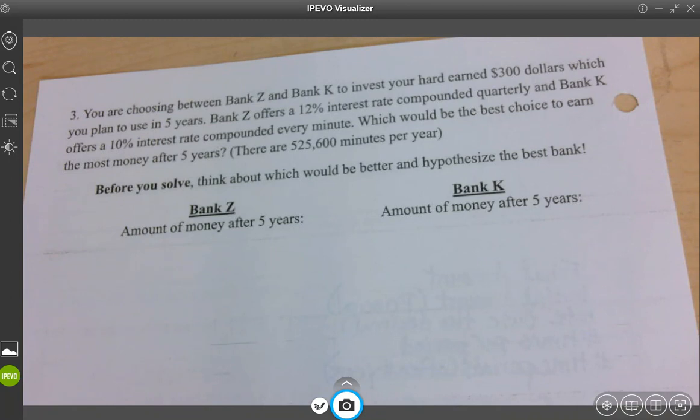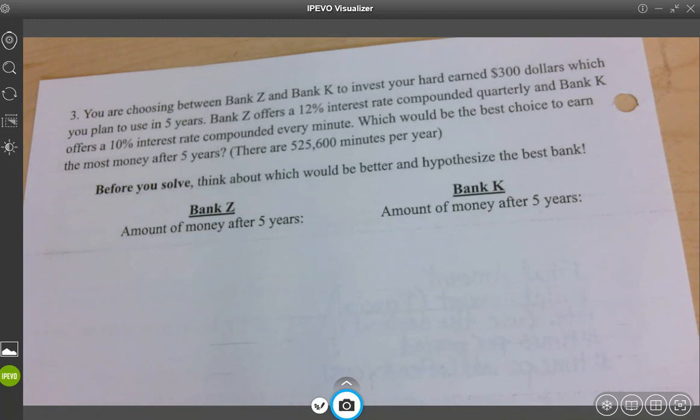And it does tell you that there are 525,600 minutes in a year. Isn't that in the song? Yeah. Okay. So before you solve, think about which would be better and hypothesize the best bank. Okay? Interest is money that the bank gives you for letting them keep your money in the bank. No, so this is why it's good not to just keep your savings underneath your mattress, because if it's underneath your mattress, it doesn't get bigger. But if it's in the bank, then you get more money.